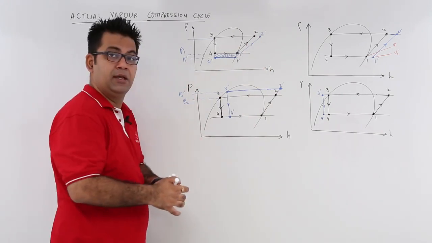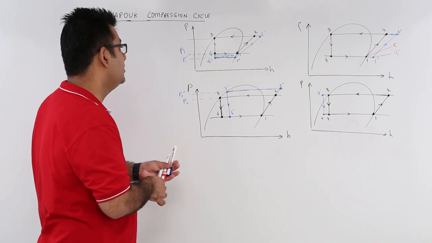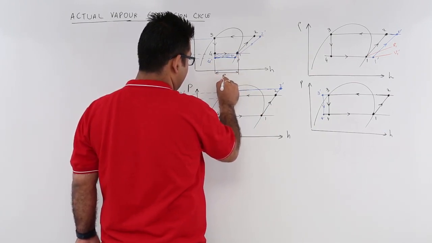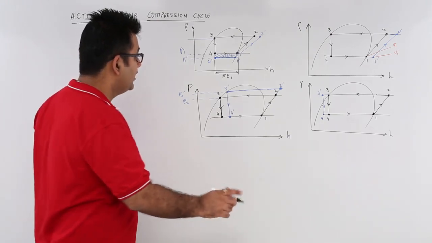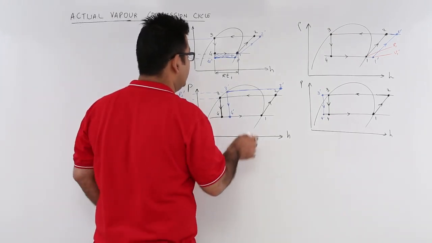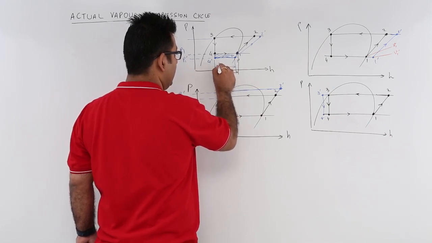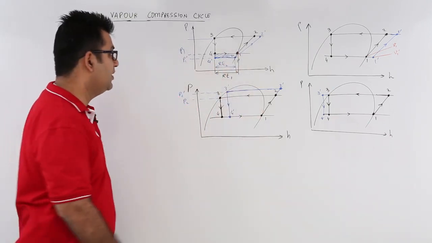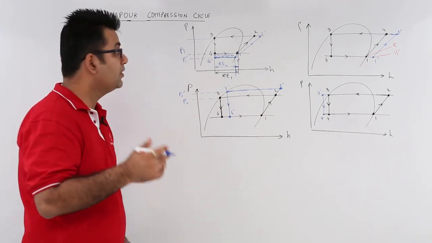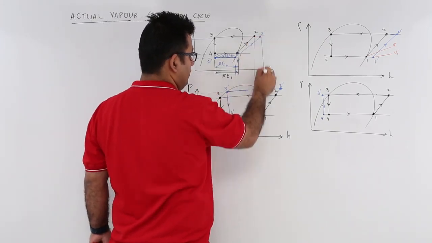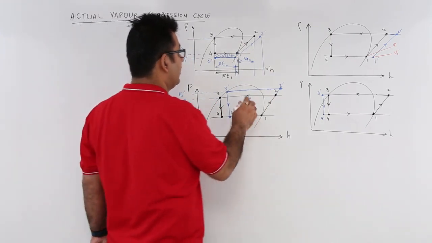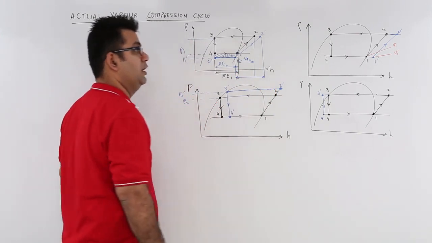Okay, so now if you compare the refrigeration effect for these two cases, initially the refrigeration effect was this much. Let us say this is RE1. Now, with a different evaporator pressure, the refrigeration effect has also changed. In fact, it has gone down. So, this is the refrigeration effect after changing it. This much drop is there in the refrigeration effect. And also, if you look at the work input, this was the work input initially, and now it has increased drastically.